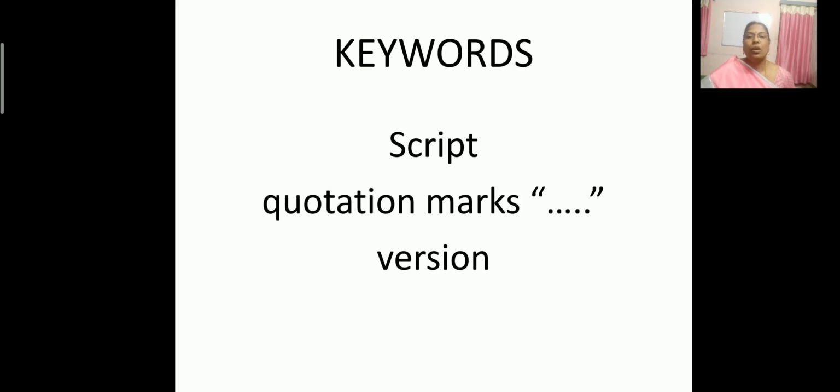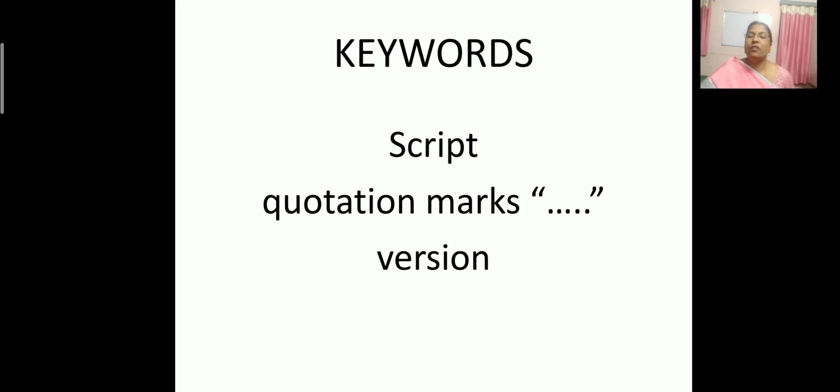Now the next one is quotation marks. You can see there, children, how the quotation marks are there. Quotation marks are given where the actual words of the speaker are said. For example, Ram said, "I am very happy." So here, what did Ram say? I am happy. These words are written in the quotation marks because they are the actual words of the speaker. Who is the speaker? Ram.